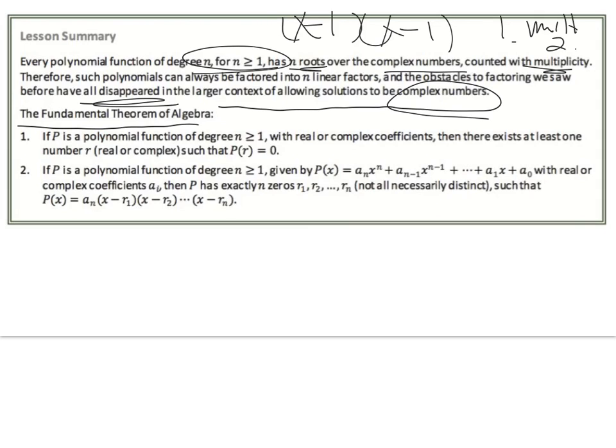Okay, the fundamental theorem of algebra we discussed. If we have a degree greater than 1 with real or complex coefficients, there exists at least one number r, real or complex, such that it's actually a factor of the polynomial. Your remainder would be 0. The other part of the fundamental theorem of algebra is that if we have a degree greater than 1, then the polynomial has exactly that many zeros, that many solutions. And that's what we see right here. Awesome. So we're going to be factoring for our problem set.